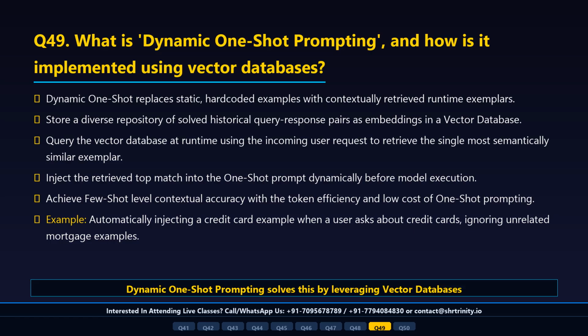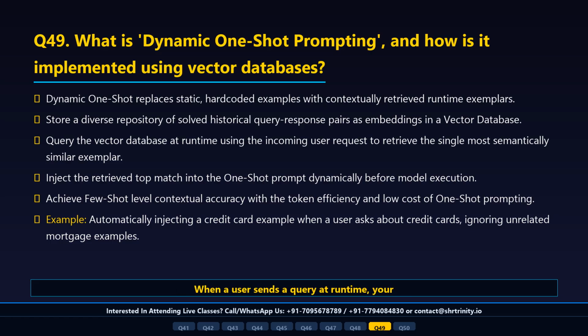The architecture works like this: you build a curated dataset of high-quality, historical query and response pairs spanning various user intents, and you store their vector embeddings in a database like Pinecone, Qdrant, or Weaviate. When a user sends a query at runtime, your system converts that query into an embedding, performs a similarity search, and retrieves the single best matching exemplar from the vector database. You then inject that specific exemplar into your prompt template on the fly.